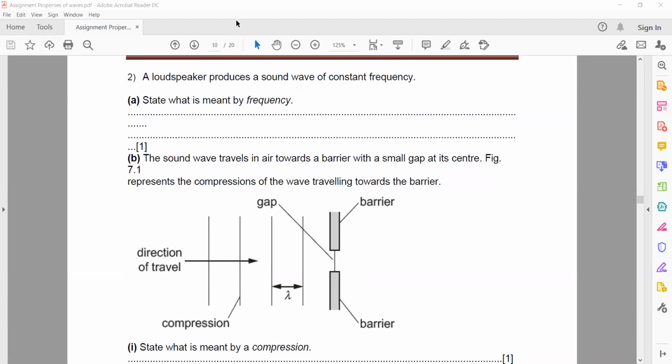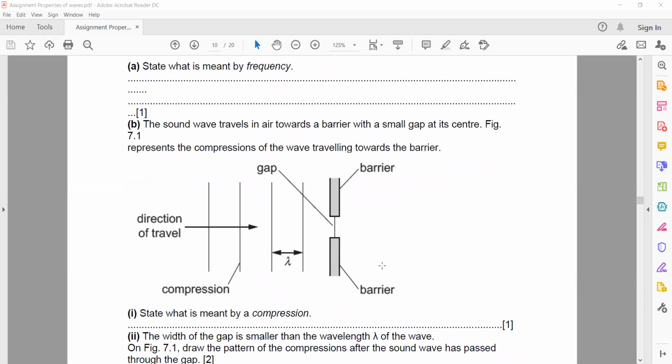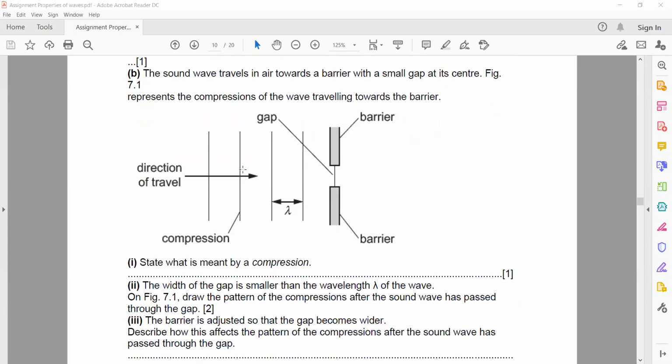Then the sound waves travel in air through a barrier with a small gap at its center, represented by compressions. These wavefronts represent compressions, regions of high pressure. What is meant by compression? It represents the region of high pressure where the particles are closer to each other. The width of the gap is smaller than the wavelength. On the figure, draw a pattern for the compressions after the sound waves have passed. So these are all compressions, meaning the wavefronts.